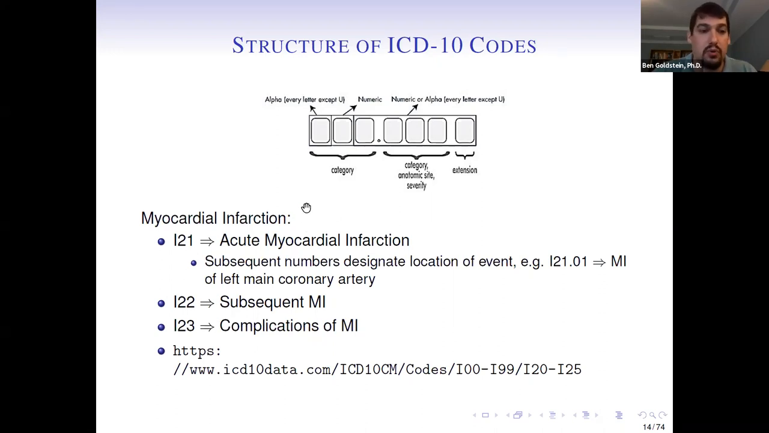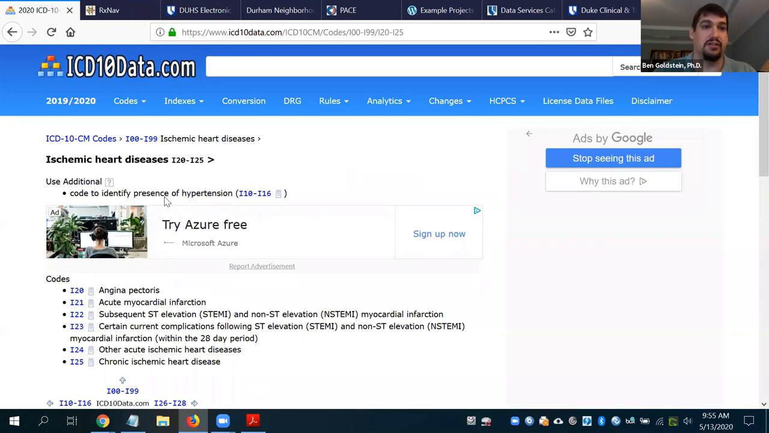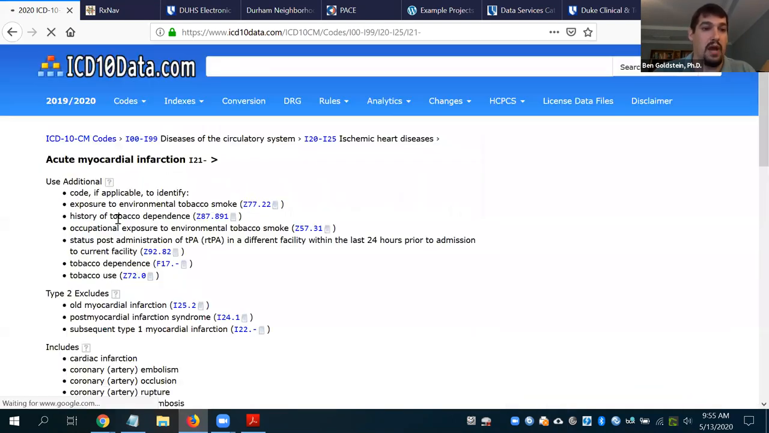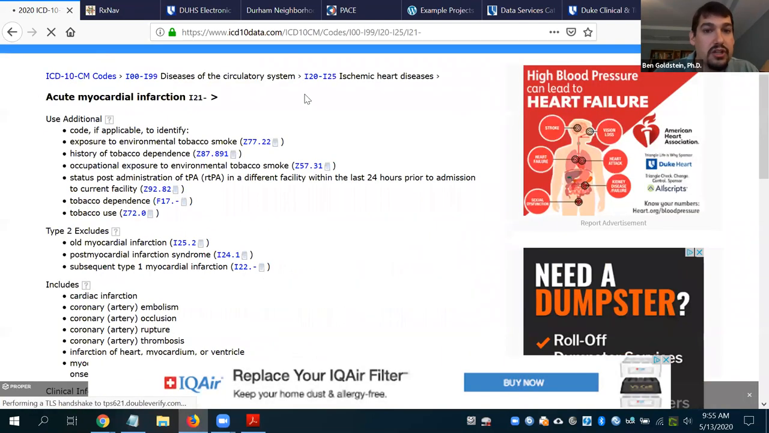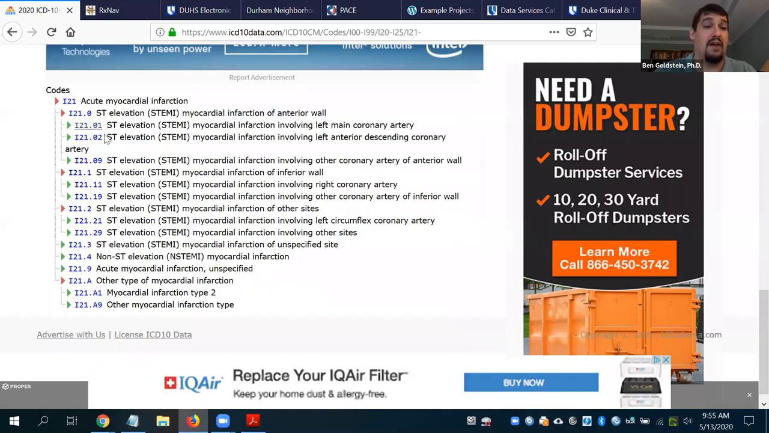I'm going to try to pull up a more specific example. So here is a website I often find myself on where I need to look up codes. So we want to look at I-21. Then we can look at where. And now we can see. So this should give me all of my different codes. This gives me information on these codes and all the different codes that are related to it. And now I have all my different stems.